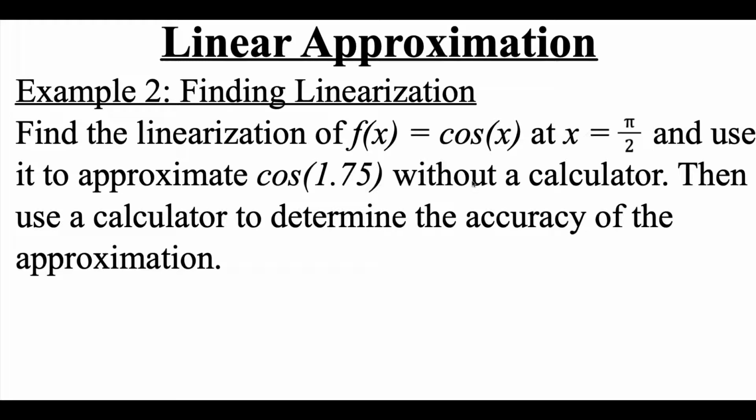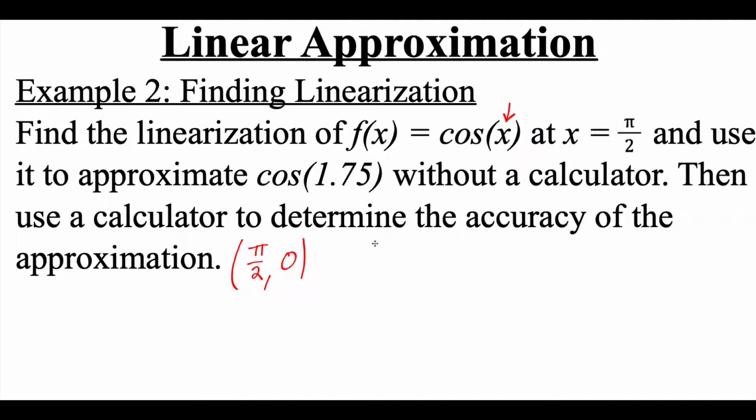So the first thing we need to build is our ordered pair. We were given an x value of pi over 2, so I want to plug that into the original function cosine of x so that I can get that y value. Well, if I plug in the pi over 2 there, then we're doing the cosine of pi over 2, and using a unit circle, the cosine of pi over 2 is 0.